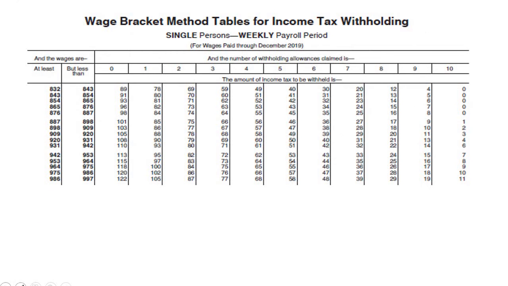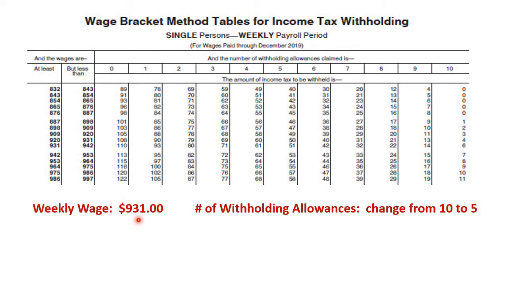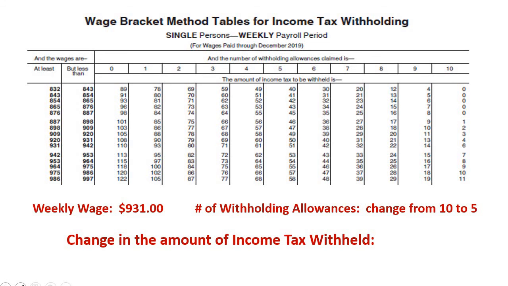Okay, let's do another one. I'm at 931 for the wage, and I'm changing from 10 to 5 in terms of my number of allowances. Find the 931 row, find the amounts at 10 and at 5, and determine that amount of change for the income tax withheld. What do we get? Good, $45. Because when I look at 931, here's 5 at 51, here's 10 at 6. Just subtract those two.